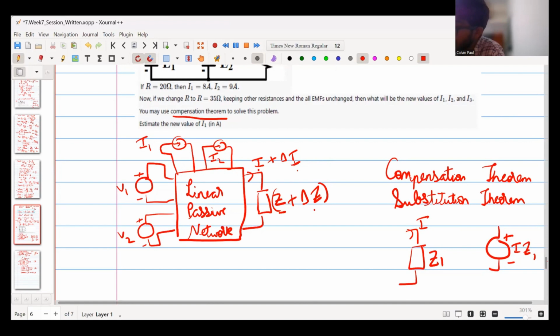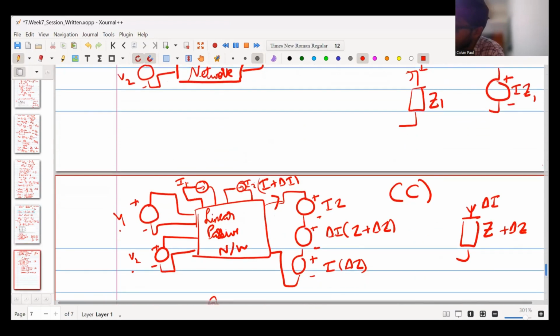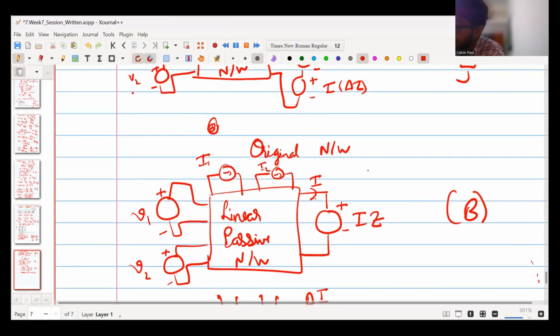Now we decompose this into two parts. One is the original network. This was your original network. V1, V2 is there, I1, I2 is there, your current. Same current I is flowing. And instead of that impedance Z, I replace it by a voltage source plus minus IZ. And this comes by substitution theorem. Substitution theorem states that an impedance can be replaced by a voltage source of magnitude I into Z. So I have replaced it over here.